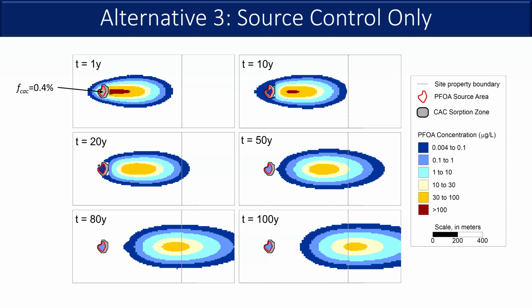And this just shows with full source control, nothing leaving that source zone for 100 years, if that was the case. If you're going to accomplish that, because we've got high concentrations there, we're still well above the MCLs, orders of magnitude above the MCLs at the boundary after 100 years. So the most immediate impact to downgradient receptors is going to be accomplished by putting a barrier at the downgradient boundary.